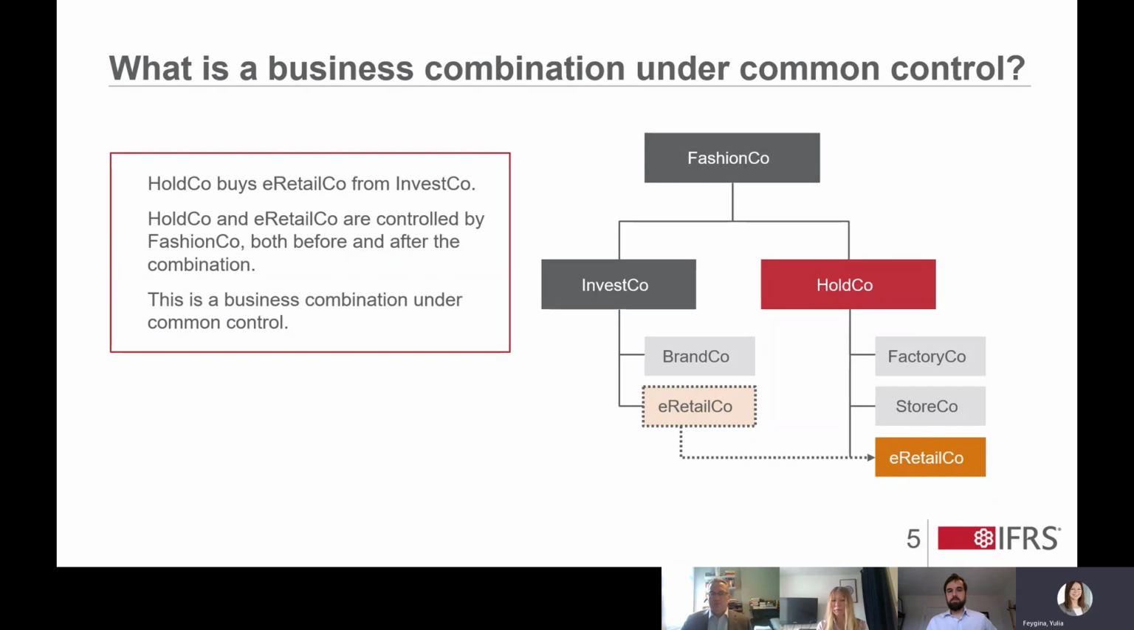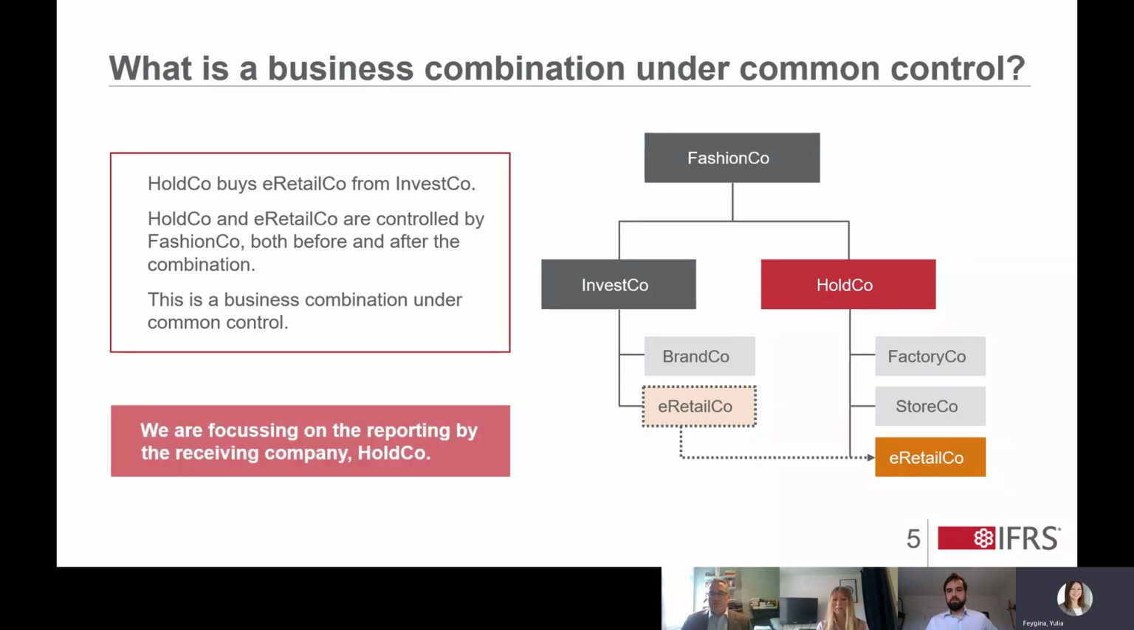As you can now see on the screen, Holdco acquires eRetailco and they're both controlled by FashionCo, both before and after the transaction. This is a business combination under common control. In this project, we are focusing on the reporting by the receiving company in a business combination under common control. In our example, the receiving company is Holdco. Typically, these transactions affect consolidated financial statements of the receiving company.